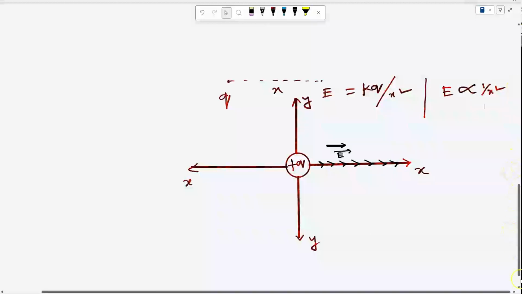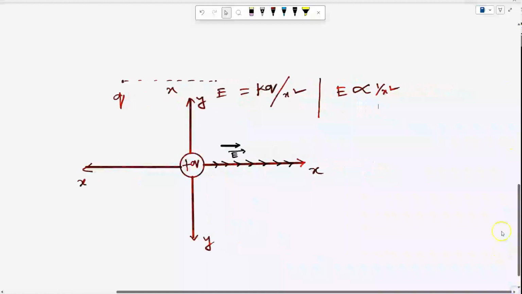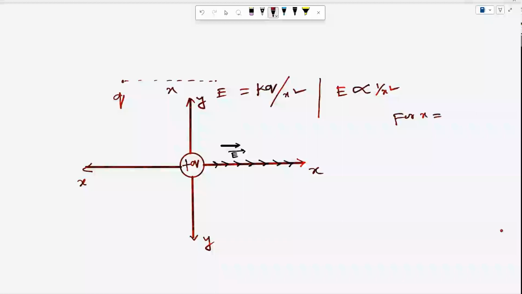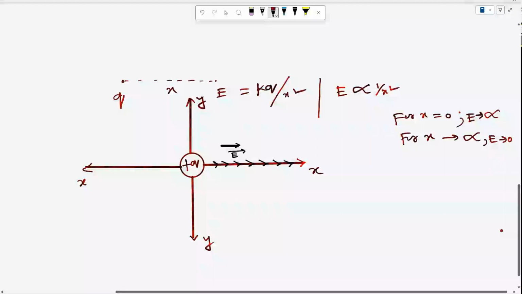Even with this example, we discuss the value of E for x equal to 0 or tending to 0, whatever you say, E is infinity. Okay? So at origin, the value of electric field is infinite. And for x tending to infinity, E is tending to 0. And for x equal to 1, points are like this. Here it is 1, 2, 3 meter away from the charge.